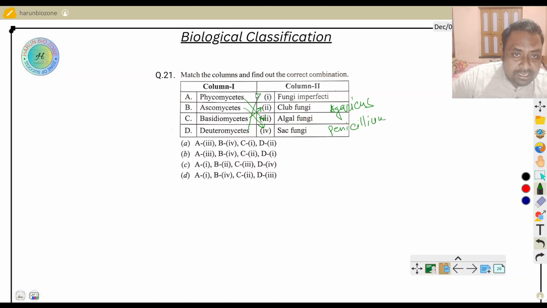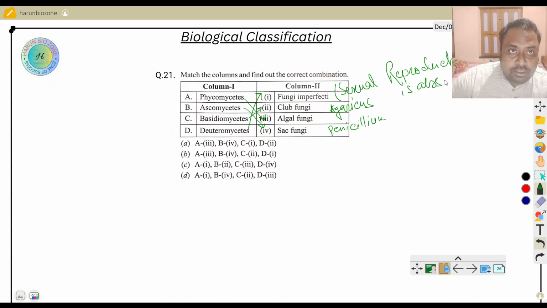Deuteromycetes means fungi imperfecti, where sexual reproduction is absent. This is called fungi imperfecti. Imperfect means sexual reproduction absent. So here the right answer is: Phycomycetes means algal fungus, A3, and Ascomycetes means sac fungus, B4, and C, Basidiomycetes means club fungus. So B is the correct answer.